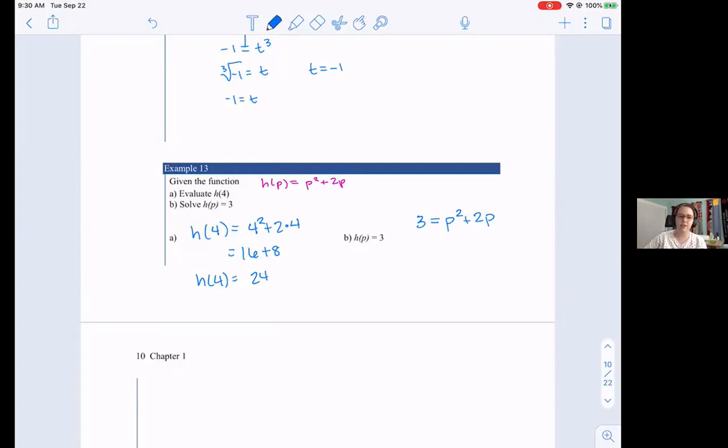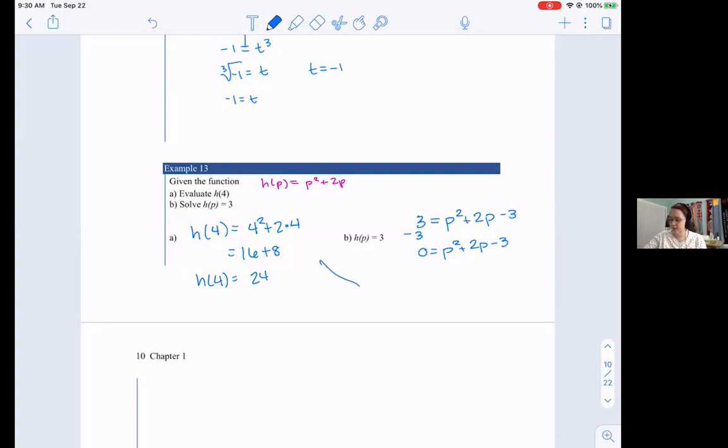So the first step is to make it equal 0. We're going to subtract 3 from both sides. So 0 equals p squared plus 2p minus 3. How do we solve quadratics? We factor it or we use the quadratic formula. Those are our options. We could also complete the square, but that's just the quadratic formula.